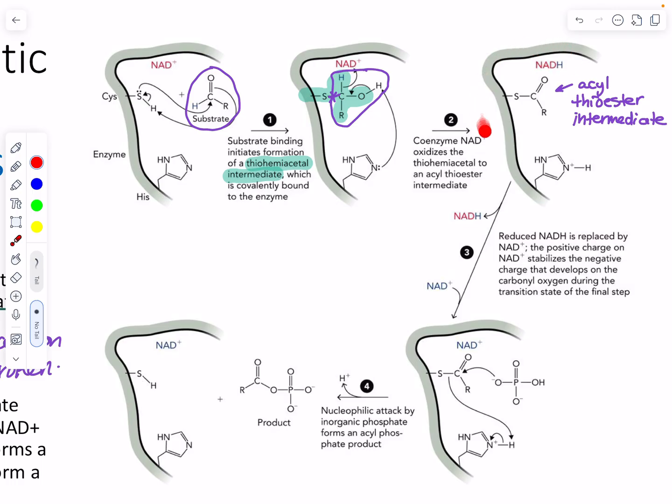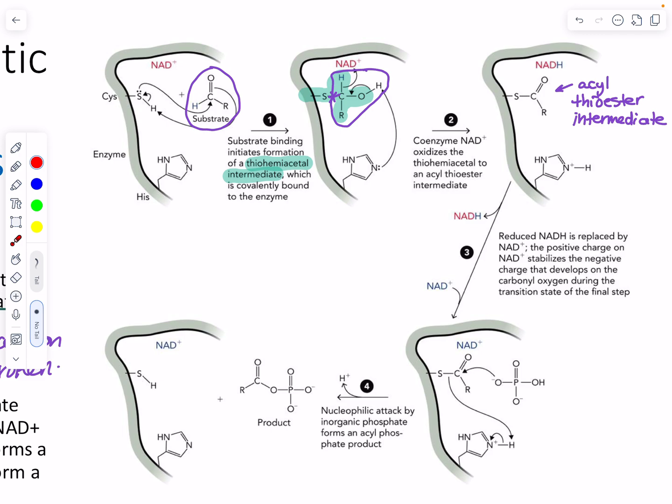So the reduced cofactor no longer has as high affinity for the active site, so it's going to leave, but NAD+ is going to come back in. That NAD+, okay, is going to stabilize the negative charge on the carbonyl that is going to develop during the final step of the reaction.